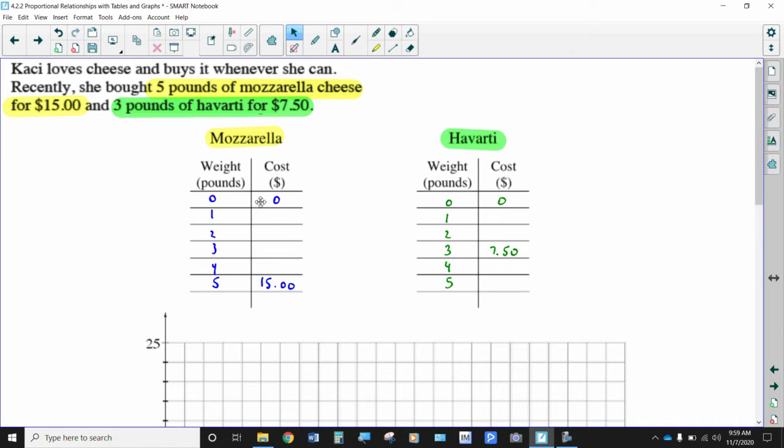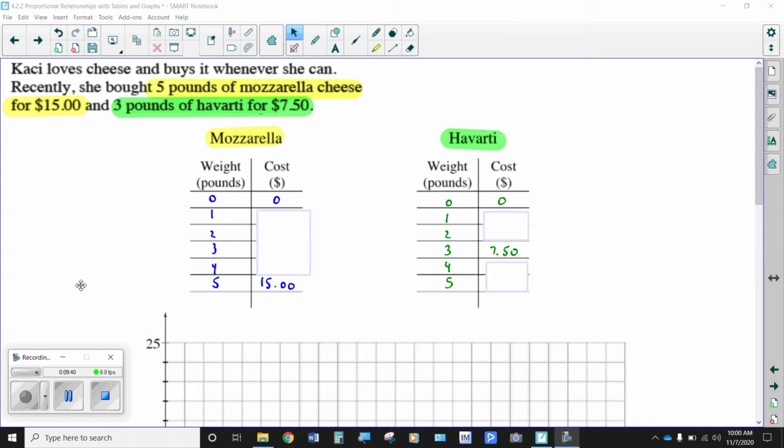It's our job to figure out what the unit rate is. So what I would like for you to do now is fill in this table completely. Find out what the unit rate is. If it's $15 for 5 pounds, how much is it for 1 pound? If this is $7.50 for 3 pounds, how much will it be for 1 pound? So go ahead and pause and fill in that table.